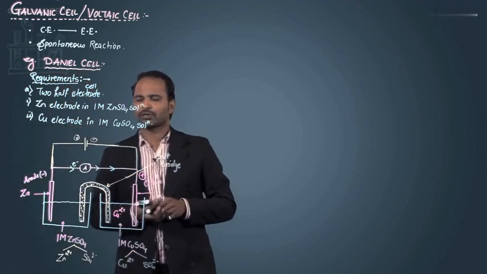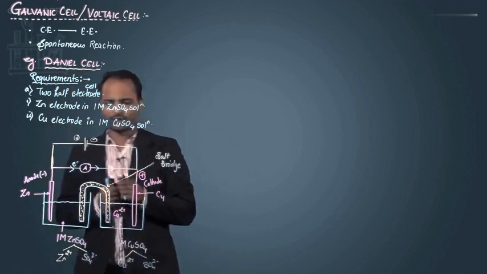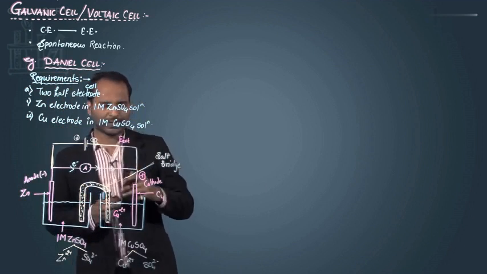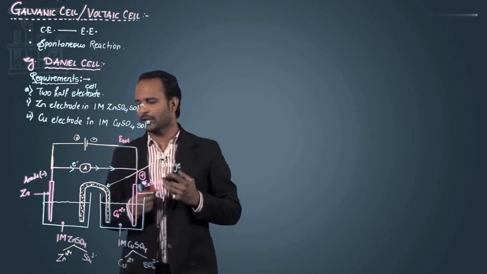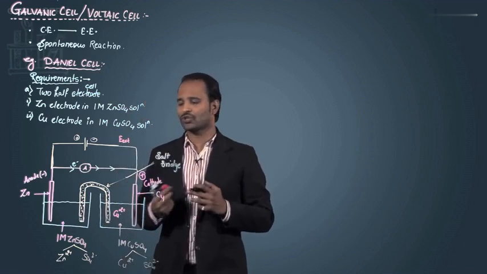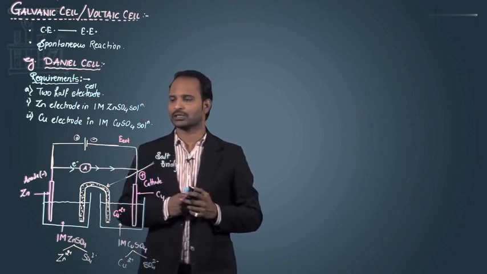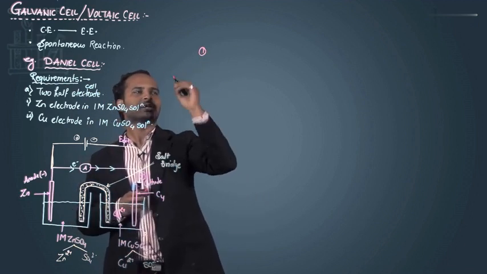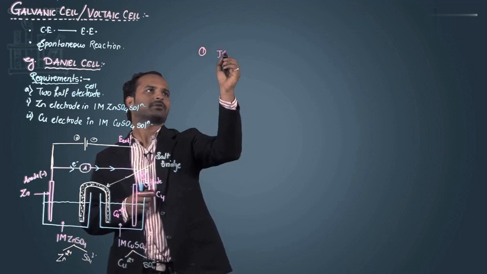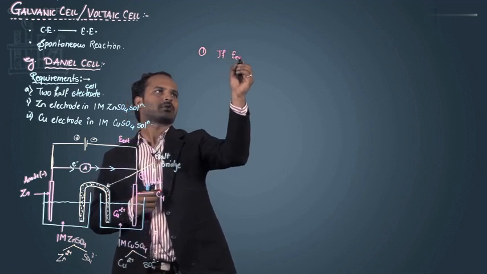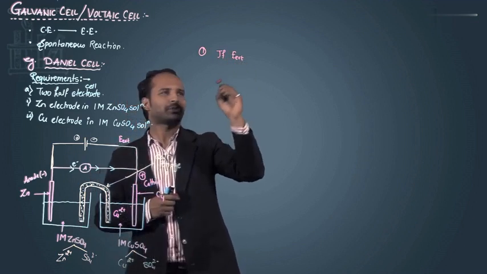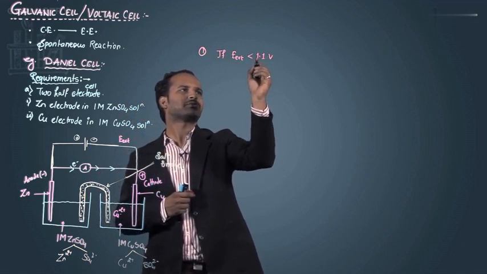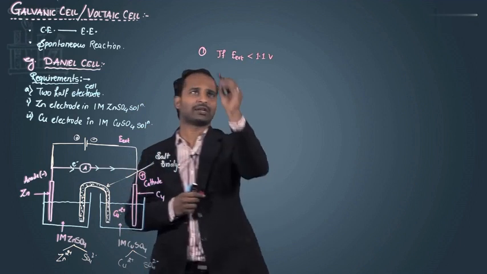Now when it is connected to some external circuit, it will act either as a galvanic cell or as an electrolytic cell, depending upon the potential of the cell and the potential of the external circuit. So there are three possibilities. Possibility number one: the external circuit potential is less than 1.1 volt. What is 1.1? It is the potential of the galvanic cell.